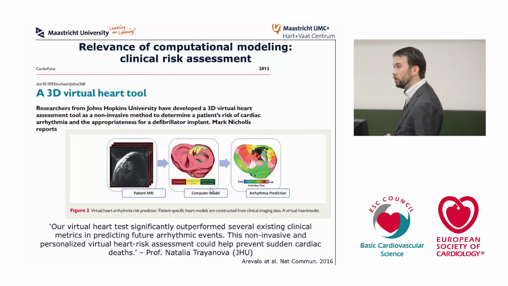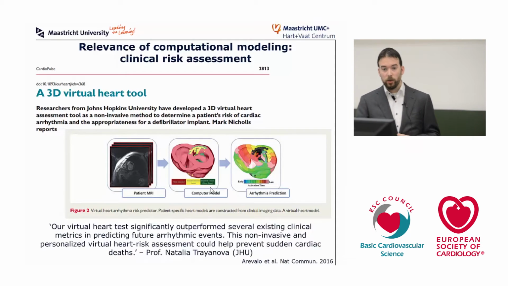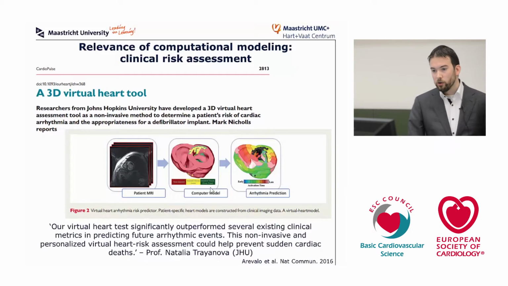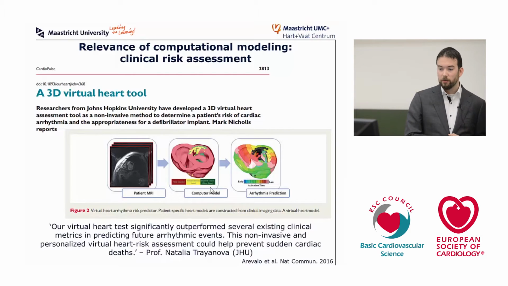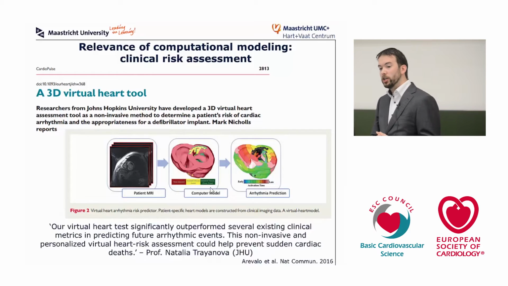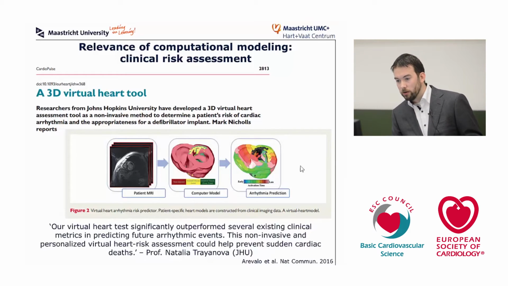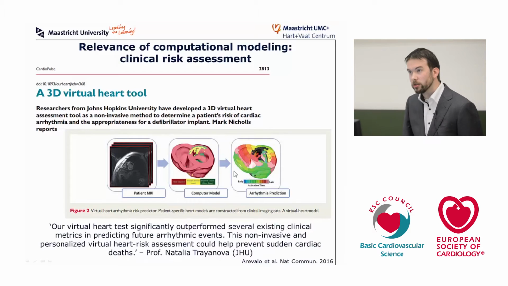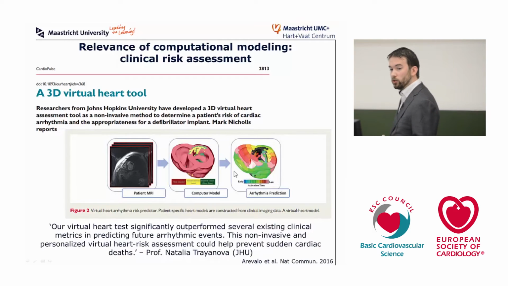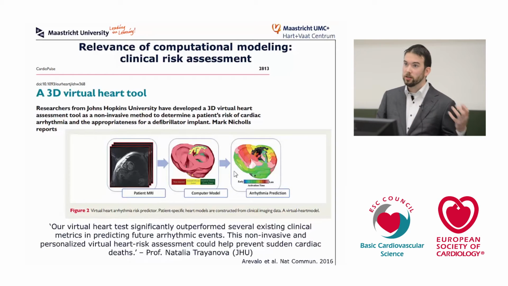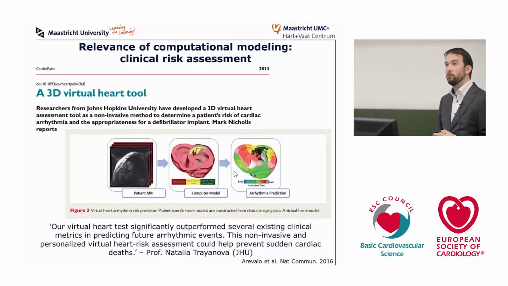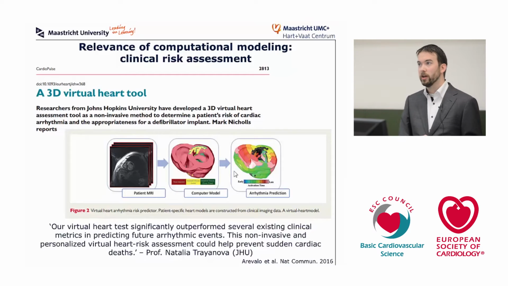The second example has been highlighted last week in the European Heart Journal, in the Cardiopulse: a three-dimensional virtual heart tool. This is a tool that has been developed at Johns Hopkins University in the lab of Professor Natalia Trayanova, and she could show that these whole heart virtual hearts were very helpful to predict the risk of patients for developing arrhythmias. And in fact, these models were better than the standard risk assessment options that we have available.